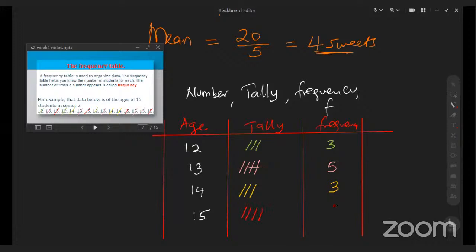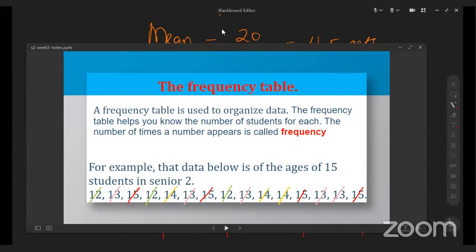Now, what are we doing? We are generating a frequency table. This frequency table is going to help us calculate the mean as well, and we are going to see how we can generate that. Anyone with a question as far as the tallying is concerned?